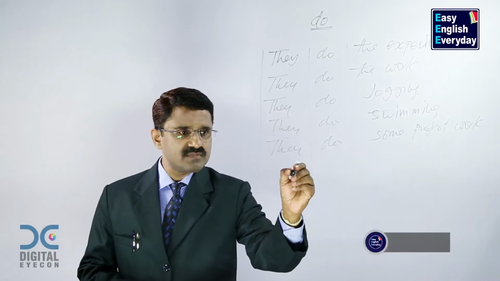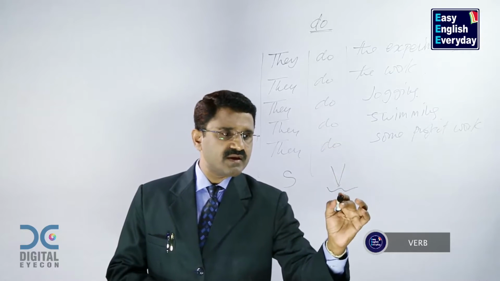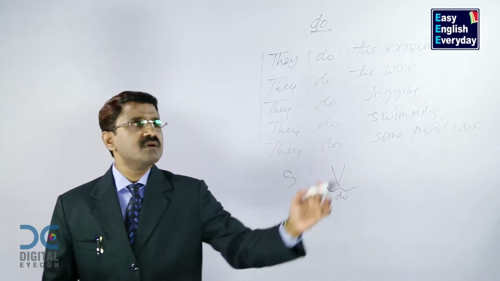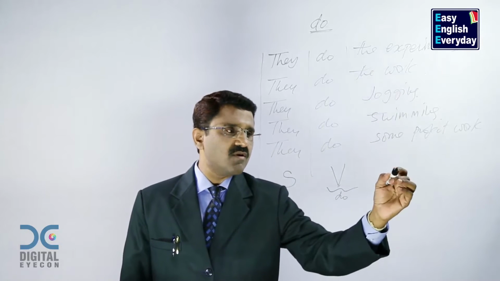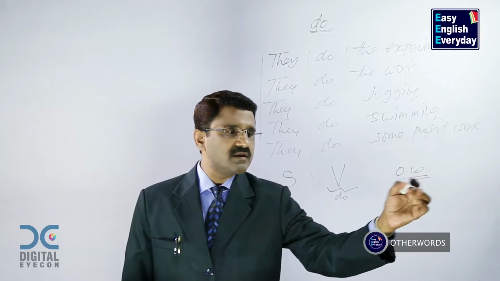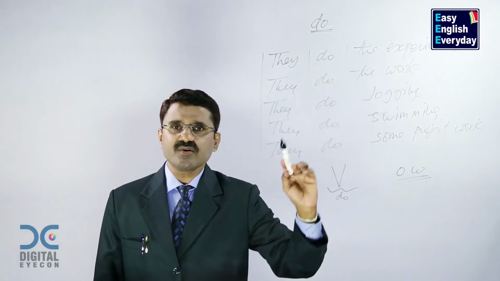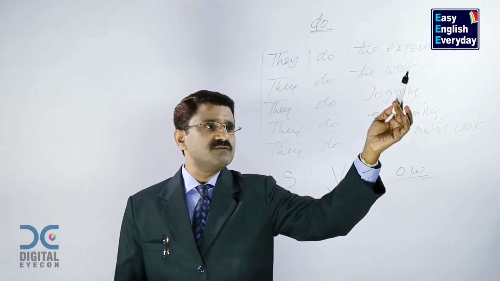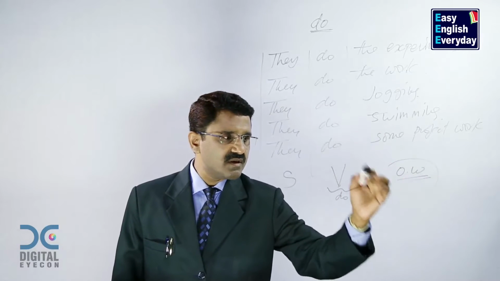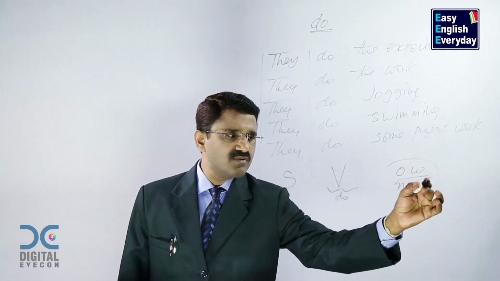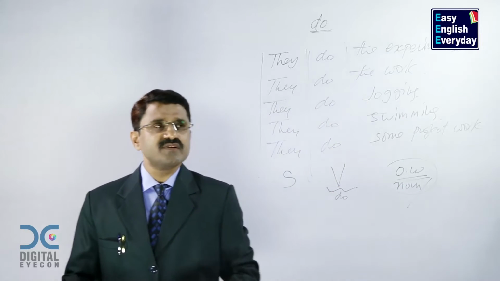This is called subject. This is called verb. Here we are taking the help of do. Experiment, work, jogging, swimming, project work, all these things come under other words. Grammar calls them gerund. Jogging and swimming are called gerund. And experiment, work, project work, they are called nouns. So other words in the sense you can use nouns or gerunds. So this is one way of making the sentences.